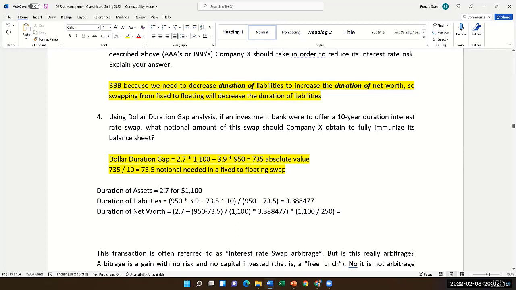So the duration of assets is 2.7. So we take 2.7 minus, where our liabilities now, now the swap is not actually a liability in our books. We don't have 73.5 on our books, but our net worth and our liabilities are gonna move as if we did have that on our books. So you want to actually count it as if they had a liability of 73.5.